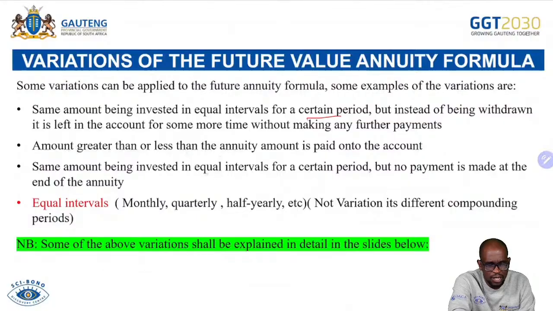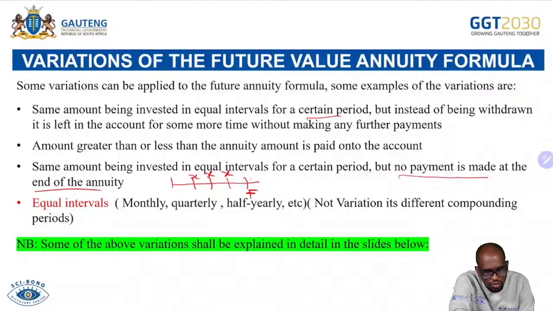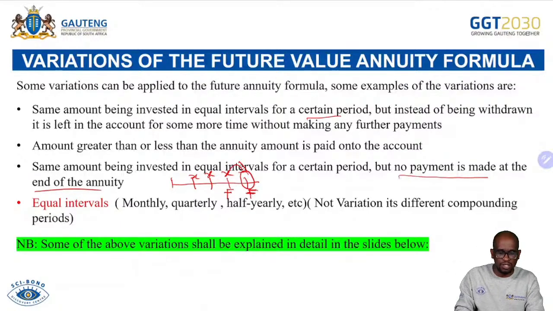The same amount is being invested in equal intervals for a certain period, but no payment is made at the end, all right? So if you are having your payments here, X, X, X, and you are taking your money here, future value, you don't make this payment. So now, this particular problem would be a variation. You will need to get your future value here and grow it by a month using compound interest. So this is almost the same as this one. It's almost the same in terms of variation, but it's a different context. But the adaptations that would be made to the formula would be the same.